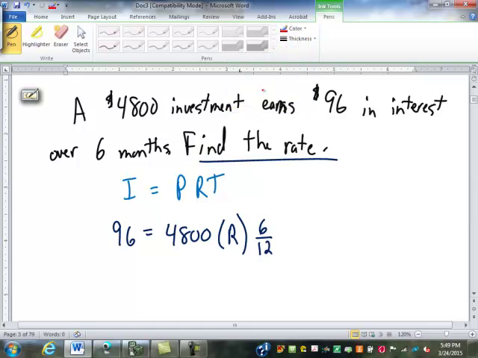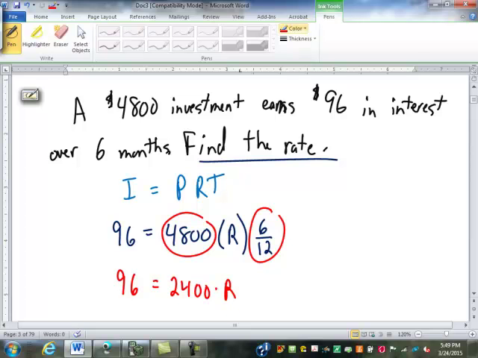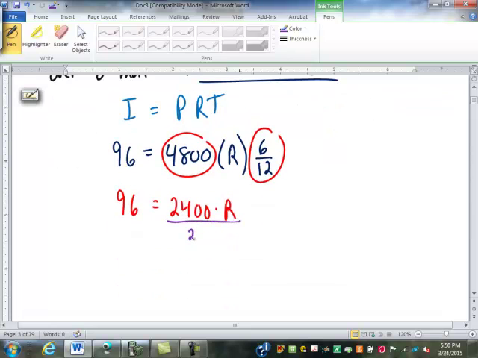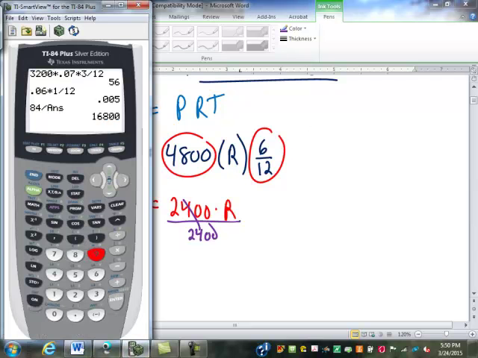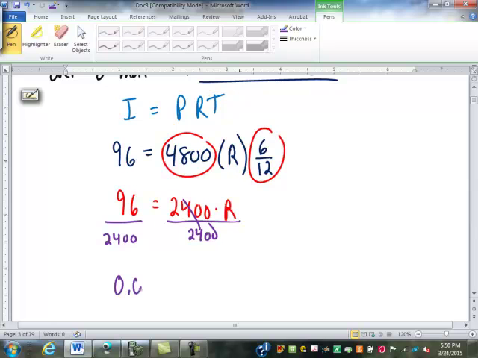And now again, before we do anything, we have to combine the numbers on this side. Once again, I use nice, neat little numbers like 4,800 and 6/12, which combine to make 2,400. So that's 2,400 times R. Next, we're going to solve by dividing by 2,400. So 96 divided by 2,400. We get 0.04. Is that my answer? All done? Kind of, but I really should convert it to what? 4%. Good.